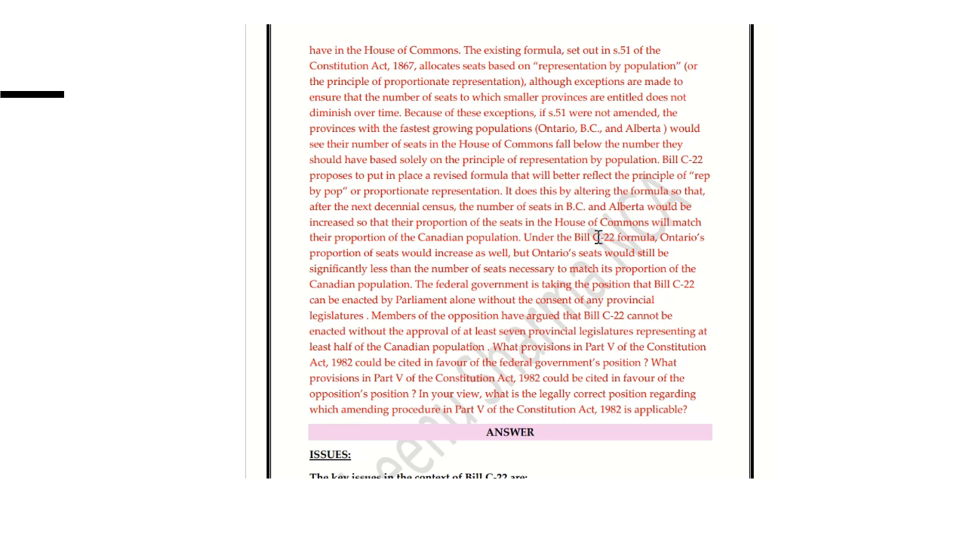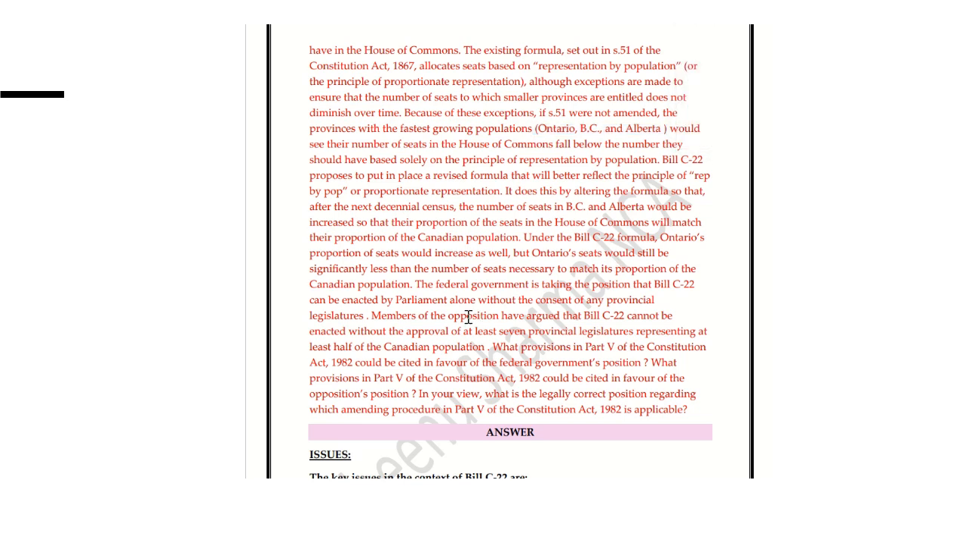Under this new bill's formula, Ontario's proportion of seats would increase as well, but that would be significantly less than the number of seats that they usually get or need as per proportional representation. So you can see that there is a law, there is a bill. If that bill came into force, then there will be changes in the representation in the House of Commons, the number of people for these three provinces. So this is the main issue, a simple issue.